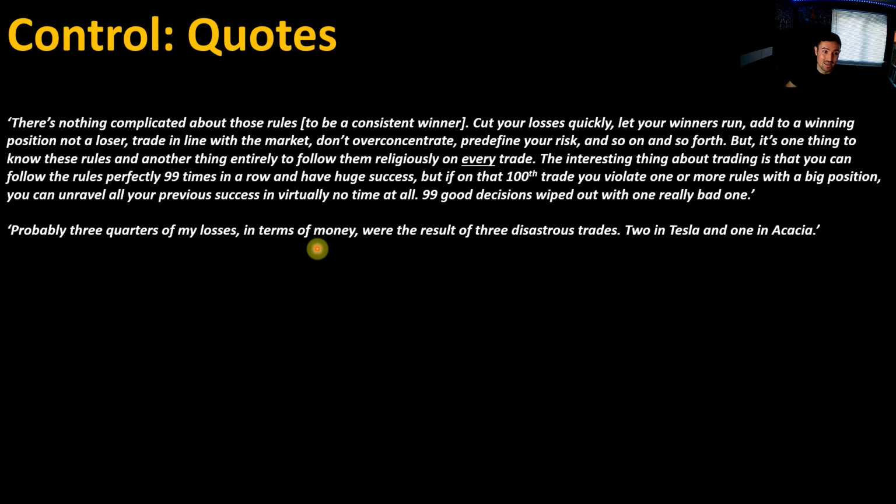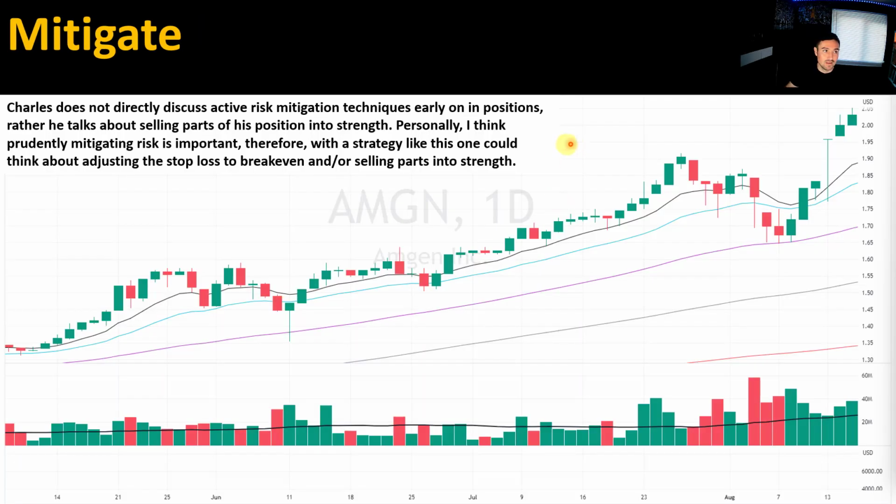What Charles is saying is that out of all the money he has lost in the market on losing trades, it actually happened in 3 trades because of that kind of 100th trade syndrome, the time he didn't follow his rules. And when you don't follow your rules, the market will punish you. Mitigate. So Charles does not directly discuss active risk mitigation techniques early on in positions.